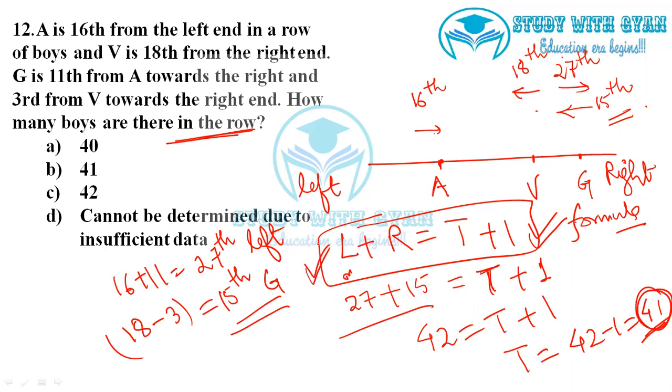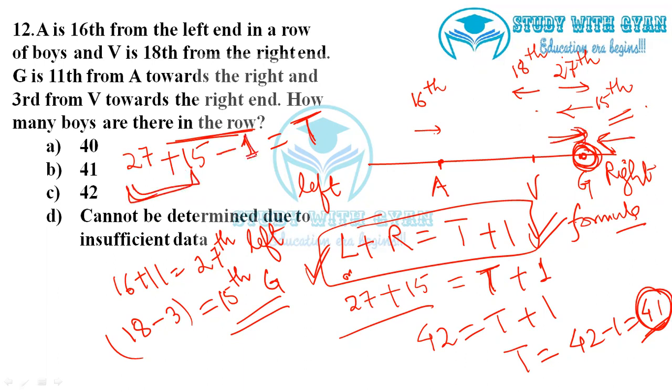But if you are not aware of this formula, then how will you proceed? Just see the position of G. G is 27th from the left part and 15th from the right part. After that, you just have to calculate the total. The position of G is calculated twice, from the left hand side and from the right hand side, so you just subtract 1 for the exact position. So 27 plus 15 minus 1, that means total will be equal to 41. So for this, B will be the right answer.